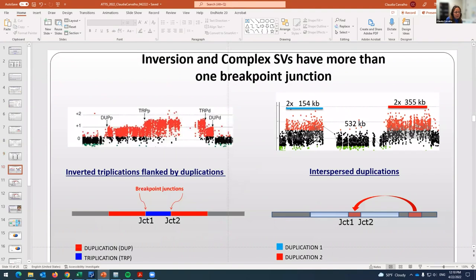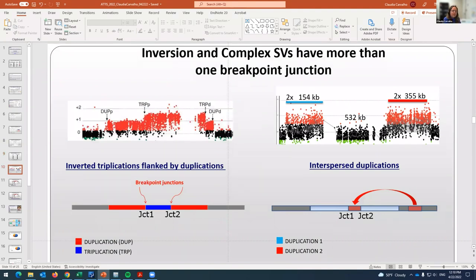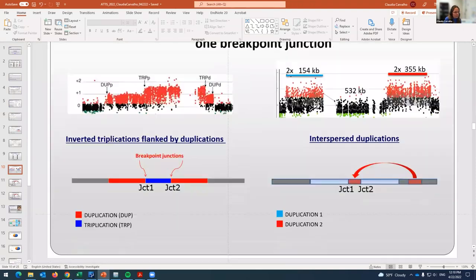Two types of complex rearrangement that we see very often in rare diseases are the triplications that are flanked by duplications, and the duplications that are interspaced and separated by a region of normal copy number. Both of these types of structural variants actually have 2 breakpoint junctions that are in cis. So for someone to be able to detect them, without knowing the read-depth, without knowing the CGH, for example, as I'm showing here, you should be able to detect both of the junctions in cis at the same time.